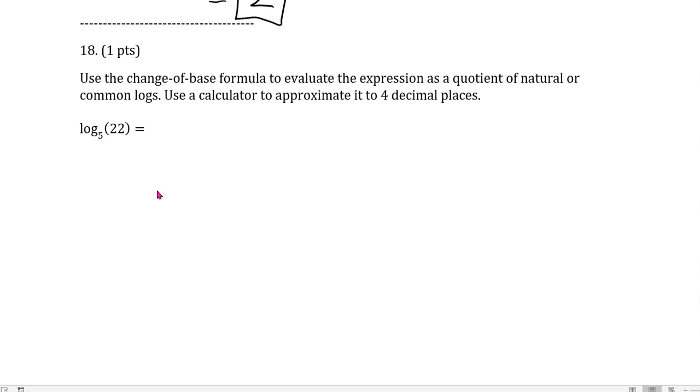Use the change of base formula to evaluate the expression as a quotient of natural or common logs. Use a calculator to approximate it to 4 decimal places. In this case, I typically use natural log. You can also use log base 10, which is the common log. Remember the change of base formula. Natural log of the answer part, which is 22, divided by the natural log of the original base, which is 5. Keep the base on the bottom.